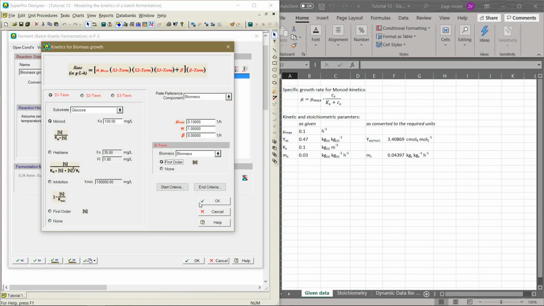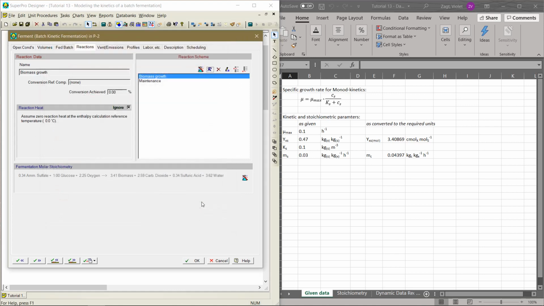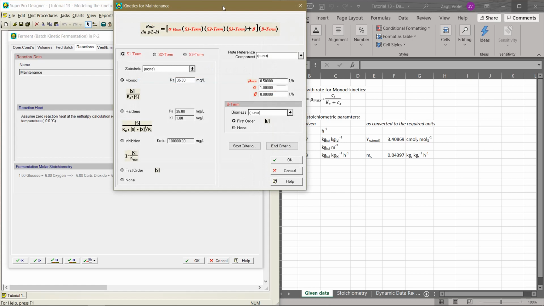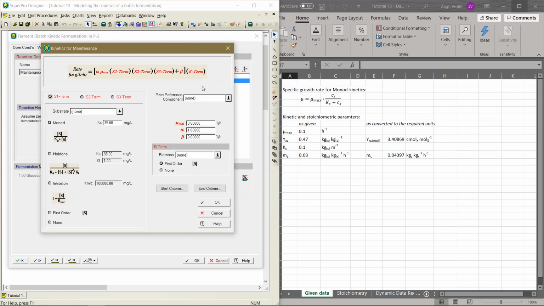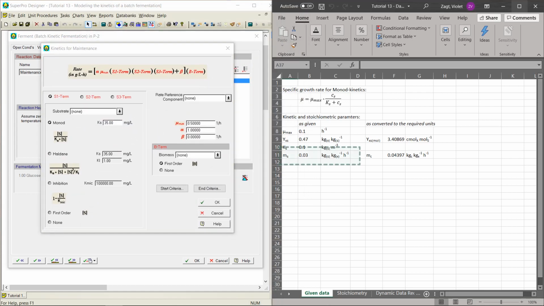So that is our kinetics for the biomass growth defined. Amazing! But we're not done yet. Let's move on to the kinetics of the maintenance. Maintenance is defined simply as a constant, 0.03 kilograms of sugar per kilogram of biomass per hour.